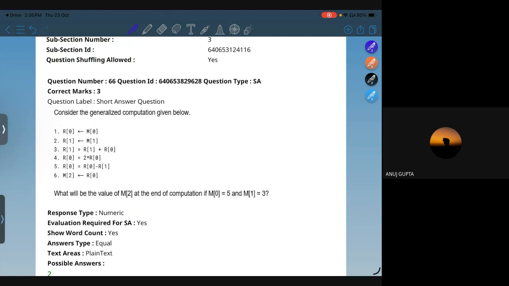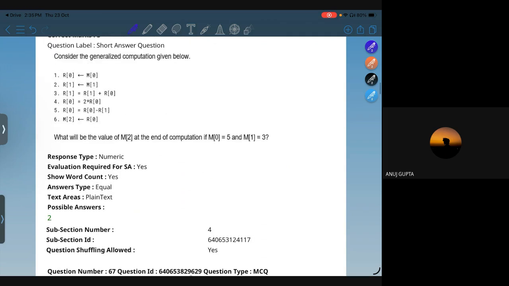Then what's the value of M2 at the end of this computation if M0 is 5 and M1 is 3? So M0 is 5, M1 is 3, and R1 is now 8, and R0 is now 10. So R0 is equal to 10 minus 8. It's 2. The answer is 2. Easy.